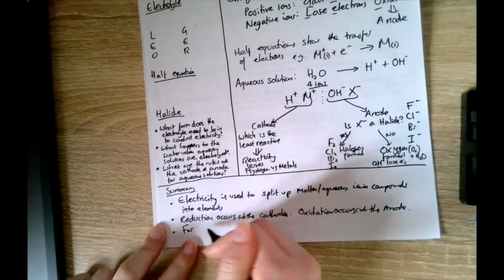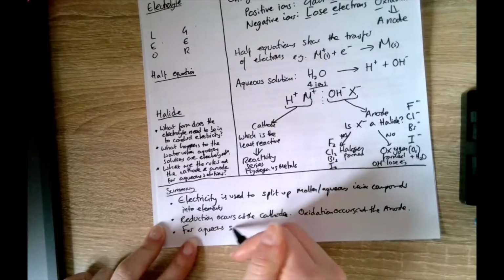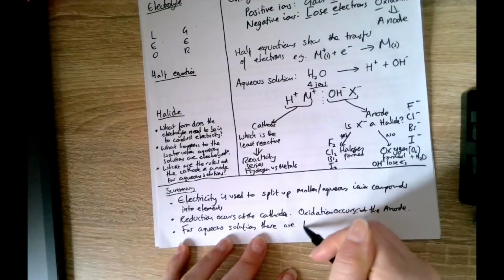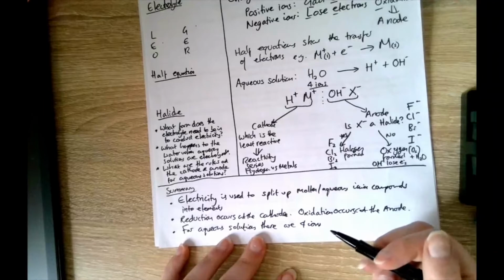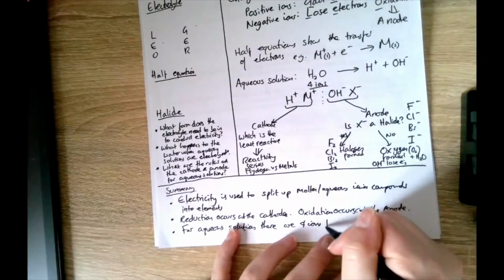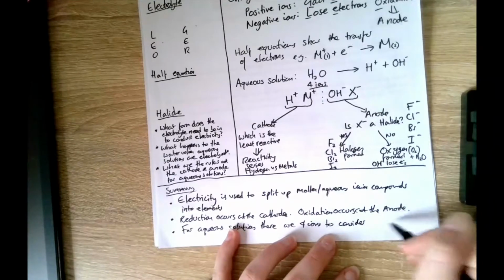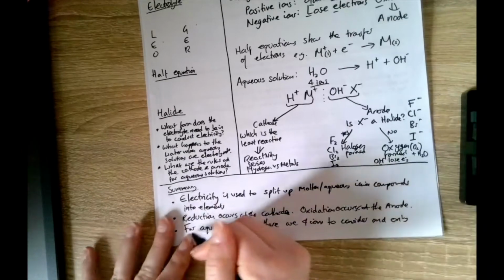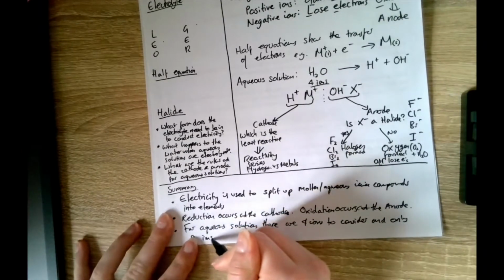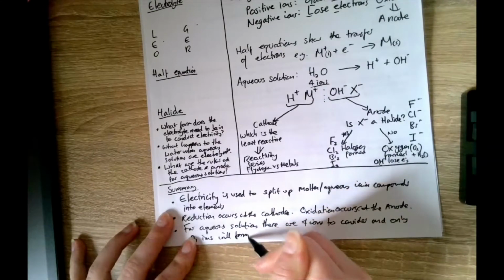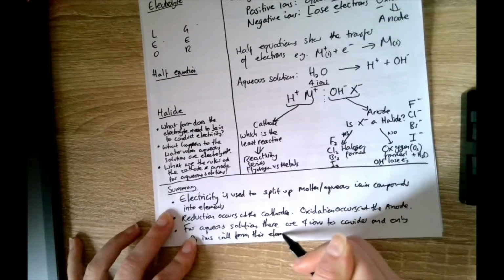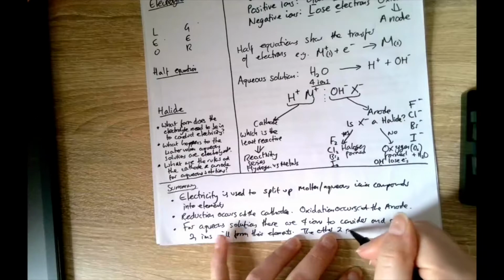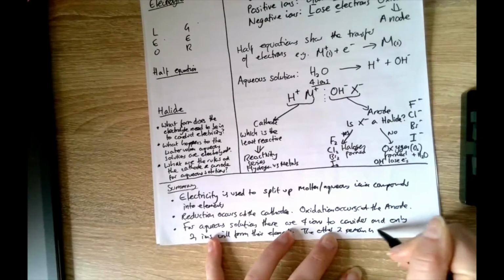And then for aqueous solutions, there are 4 ions to consider, and only 2 ions will form their elements. The other 2 remain in solution.